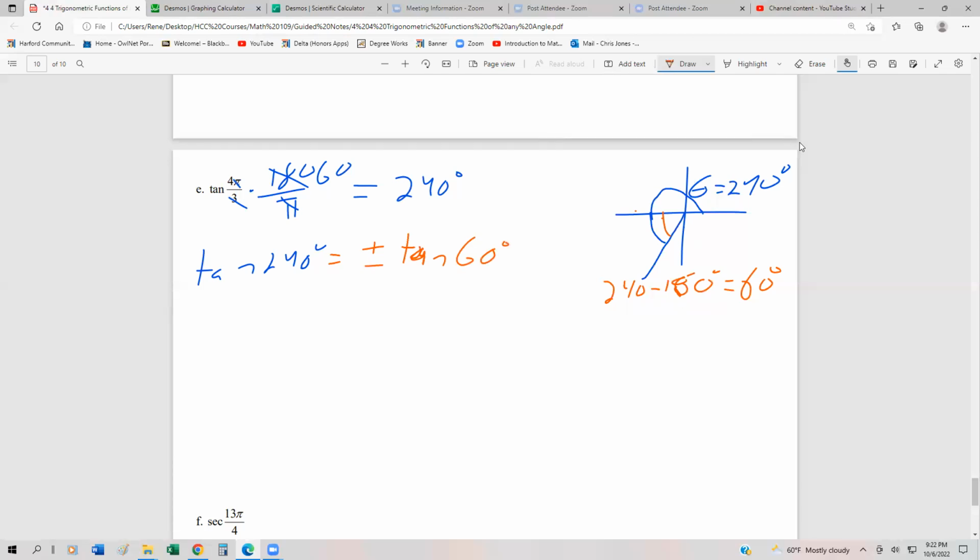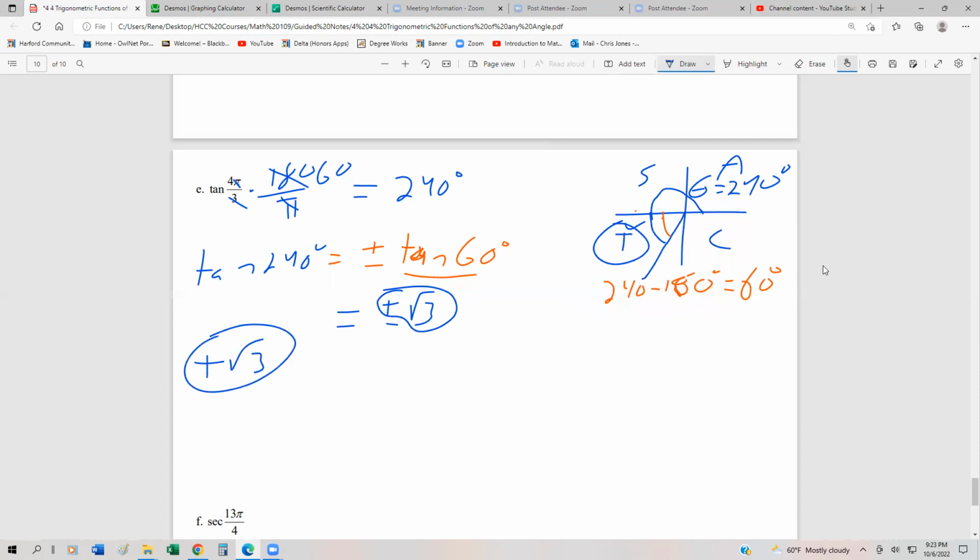Okay. Now we should go back up to that table and we should probably remember that the tangent of 60 is going to be the square root of 3. All right. So this is either going to be plus or minus root 3 because we have that table memorized. And then we remember that all students take calculus. The tangent function is positive in quadrant number 3. And so it should end up being positive square root of 3.